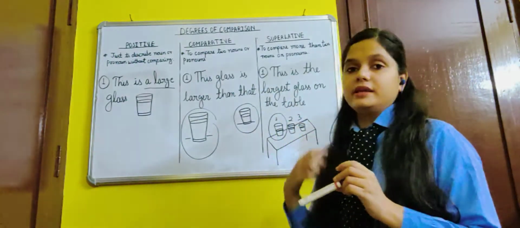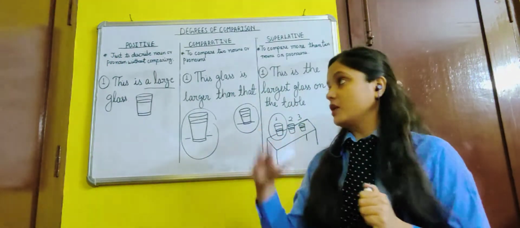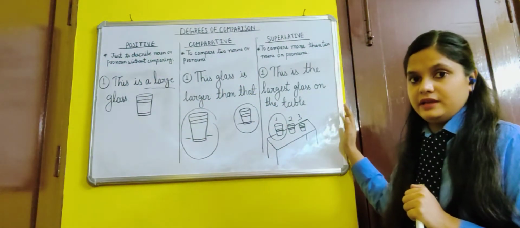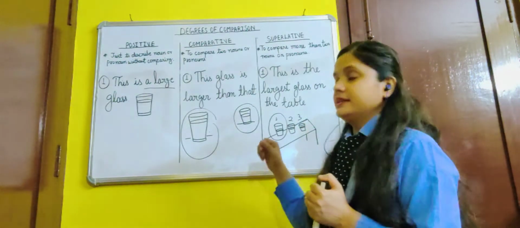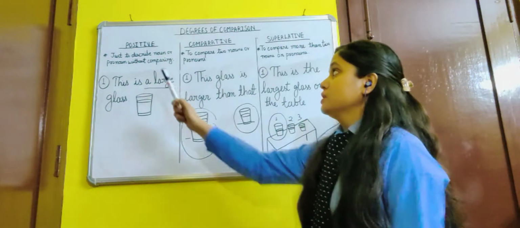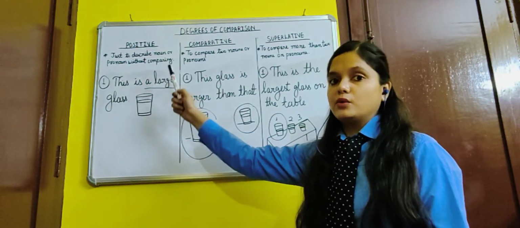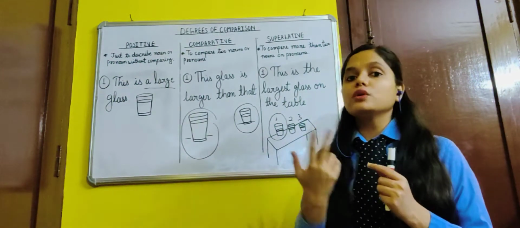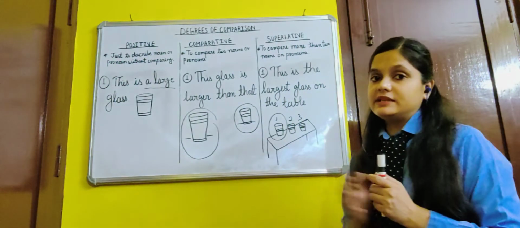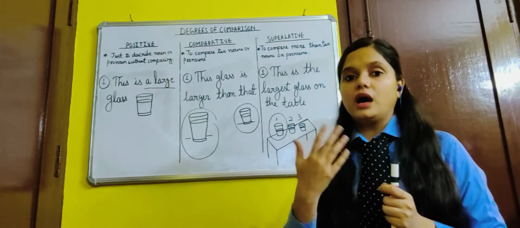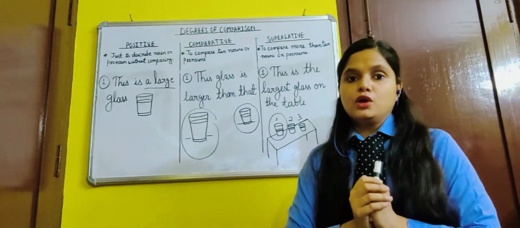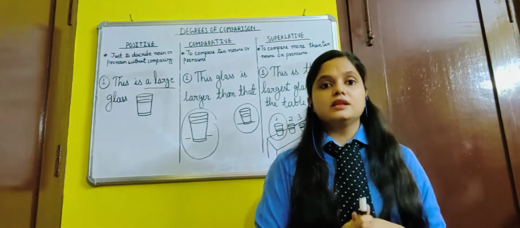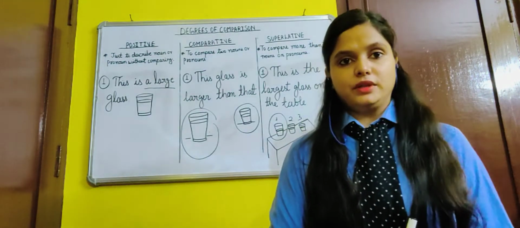These were the 3 degrees of adjectives for comparison: positive degree, comparative degree, superlative degree. Just take a quick revision of it, then we will go to the next one. The positive degree just describes the noun or pronoun without any comparison. The comparative degree compares two nouns or pronouns, and the superlative degree compares more than two nouns or pronouns. Hope you have understood all these 3 degrees of comparison. Now we will go to the next point.